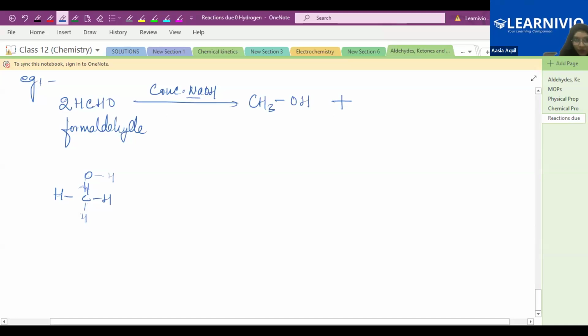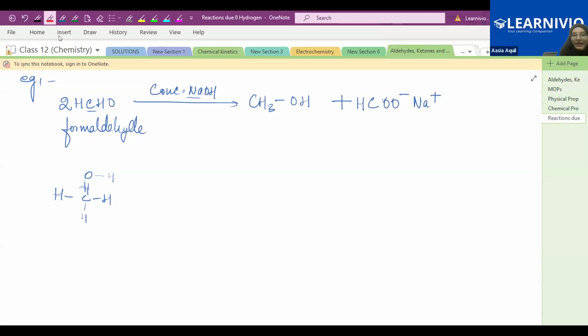Now check it. So what it will form? The number of carbon will be the same. What you are supposed to do, just add 1 oxygen. So it will be HC. Just remove 1 hydrogen. 1 hydrogen remove करोगे और एक और हाइड्रोजन एक और ऑक्सीजन आप ऐड करोगे. So HCOO minus and this is Na plus. So it will be formed.